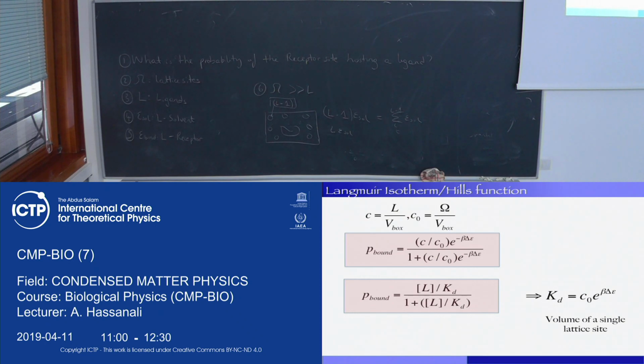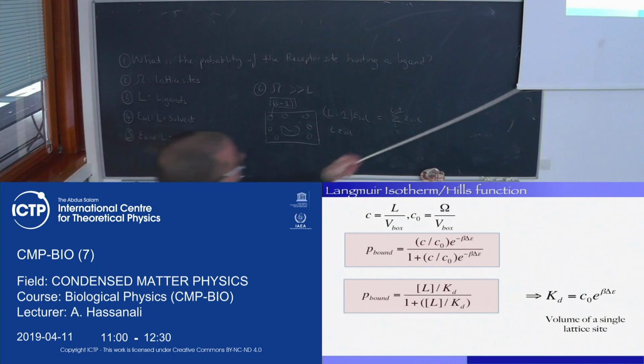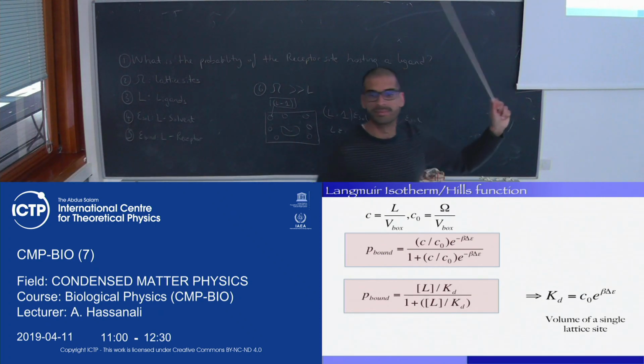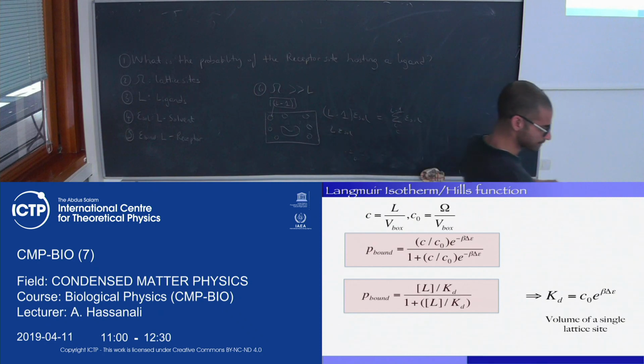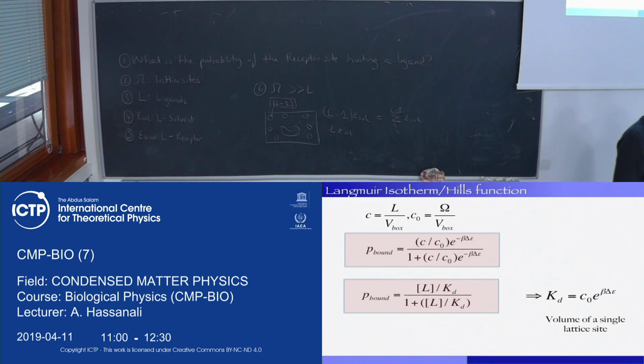But the same type of arguments could be used to understand, if I introduce other ligands into my lattice model, how does that change this thing? Because that's the type of thing that you should try to think about. Okay. Good. Are there questions on this before I move on?